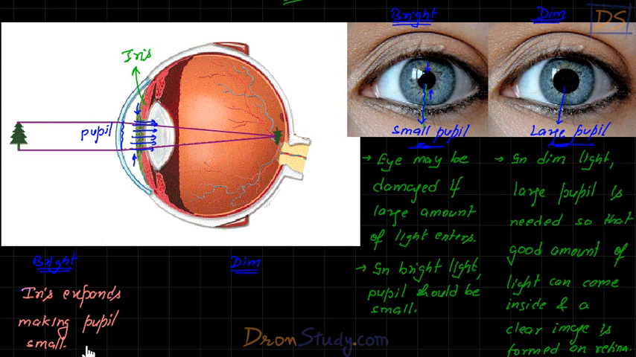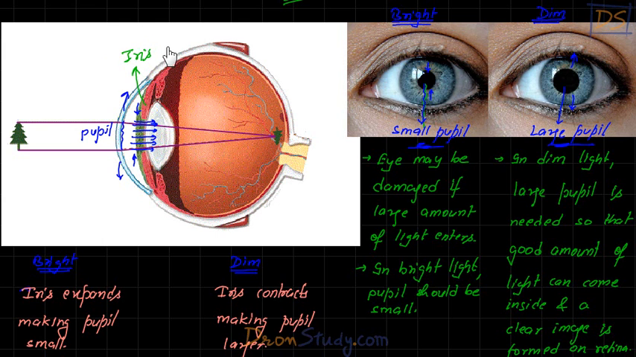And what happens when you go to a dim room or dim light? This iris, students, moves like this, contracts. The iris contracts, making the pupil larger. Iris contracts, making the pupil larger. Okay, so I'm sure you are able to understand the phenomenon.